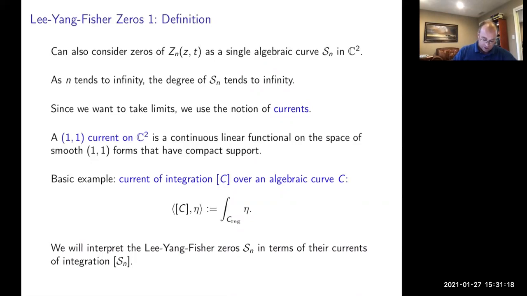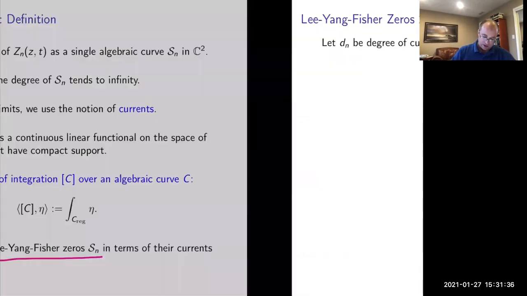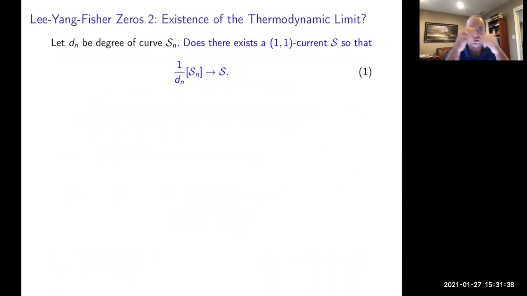And so we're going to do that for the Lee-Yang Fisher zeros Sn. We're going to look at their currents of integration. This will be analogous to the measure supported on the Fisher zeros or the measure supported on the Lee-Yang zeros. This is a measure theoretic version of this algebraic curve. And the natural question is, if you normalize by the degree of the curves, do the currents have a limit as n goes to infinity?